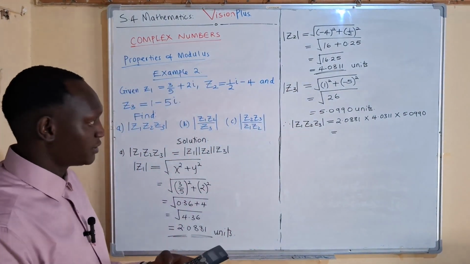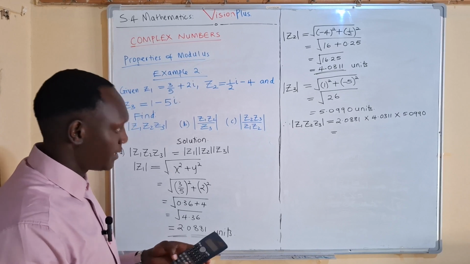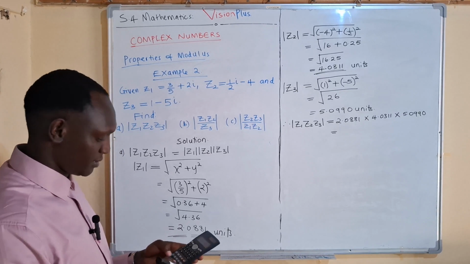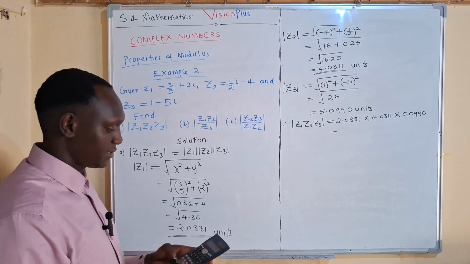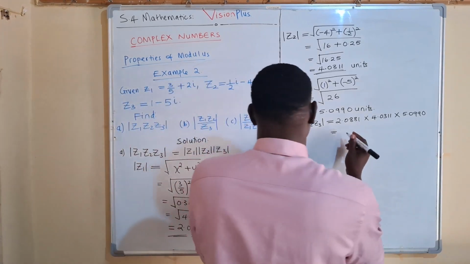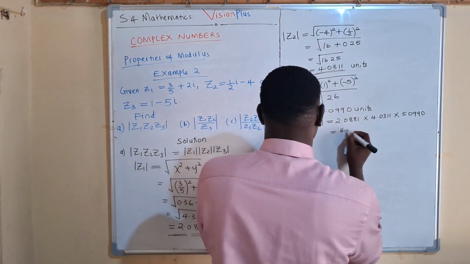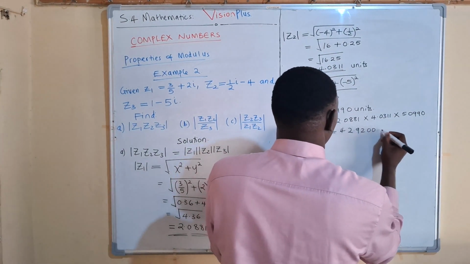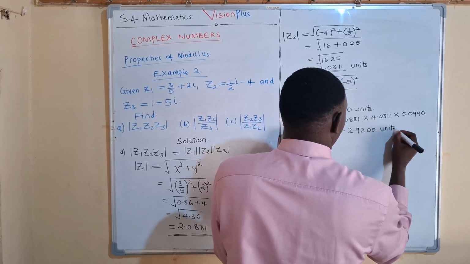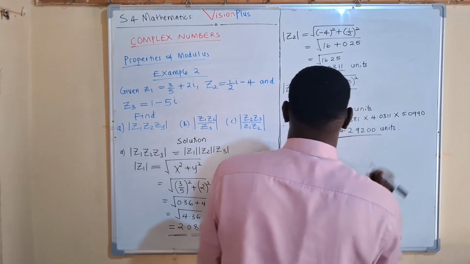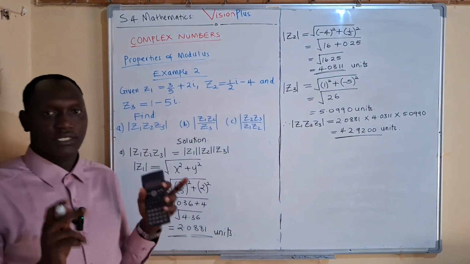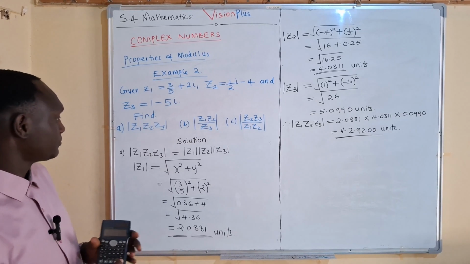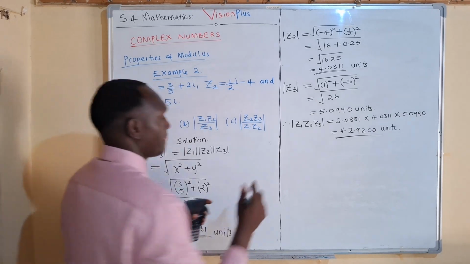Then you multiply them. So we shall have 2.0881 times 4.0311 times 5.0990. This gives us 42.9200 units. So this is the answer for the magnitude of Z1, Z2, and Z3 together. And then we go to part B.